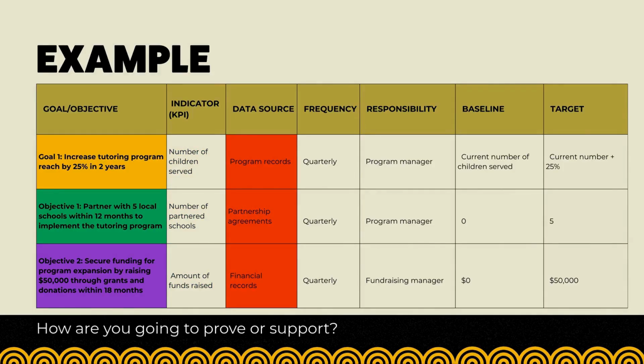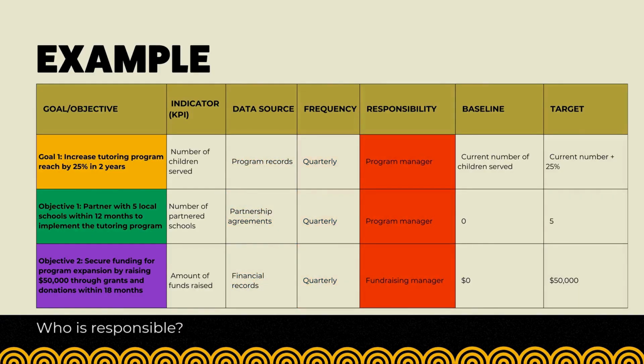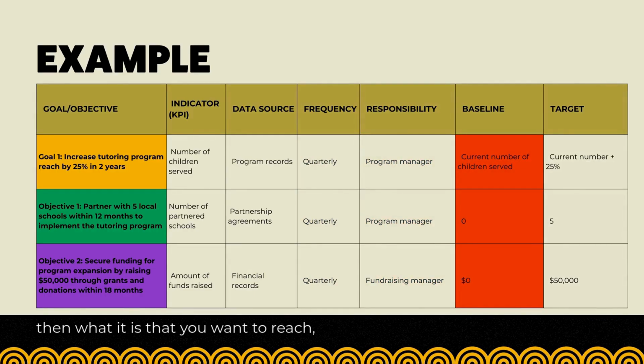Then we have the data source. How are you going to prove or support? I know in the milestones and indicators that you have under the grant, we have the means of verification. That's really just what it is. What's the data source to verify your information? Then how regularly are you going to collect the data? Who is responsible, a baseline, and then what it is that you want to reach, maybe at the midterm, maybe at the end term.